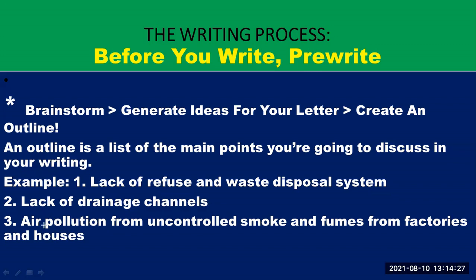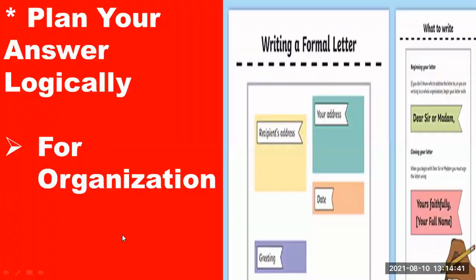Then the third point we want to talk about is air pollution from uncontrolled smoke and fumes from factories and houses. So we want to talk about all these as factors that have brought about environmental pollution within our community. So you need to plan your answer logically. And this is where you are going to win maximum marks in organization.